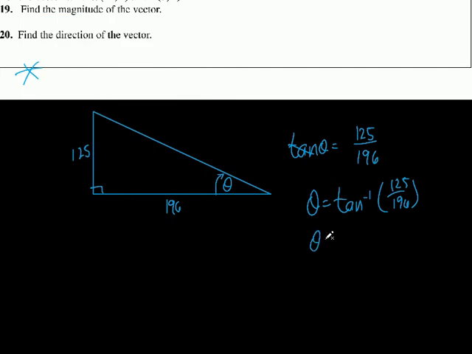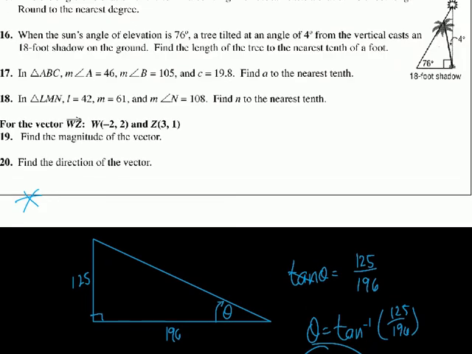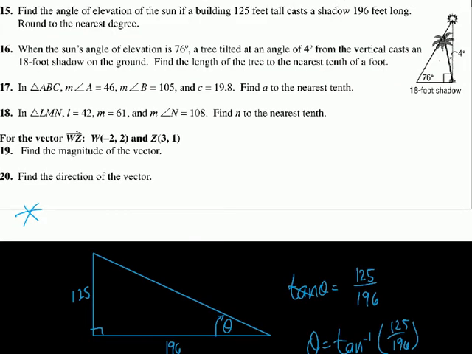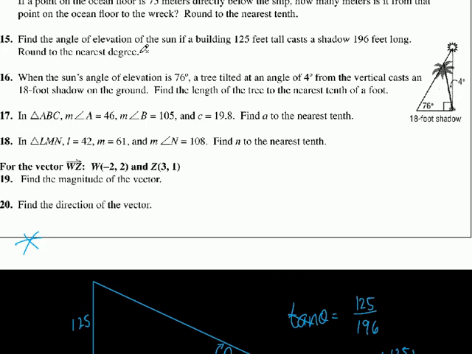So angle theta is 35. Well, it says round to the nearest degree, didn't it? So it says 0.2. We'll just keep it 35. So that's approximately 35 degrees, and that is the answer for, almost there, number 15 right there. That's it. Alright, let's look at the next one.